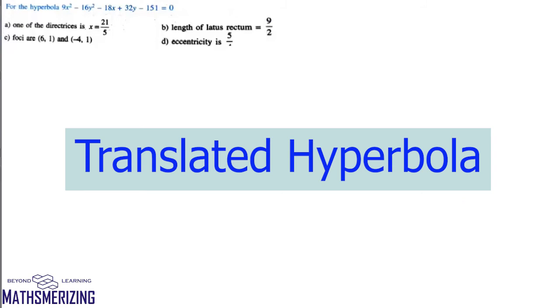Now here the question is for the hyperbola 9x square minus 16y square minus 18x plus 32y minus 151 equals 0. We need to find its directrix, length of latus rectum, focus and eccentricity. So what we'll do is take terms of x and y together. We'll write 9 times x square minus 2x, and then take minus 16 common, it'll be y square minus 2y, and minus 151 equals 0. Now here we'll add 1 and subtract 1, and here also we'll add 1 and subtract 1.